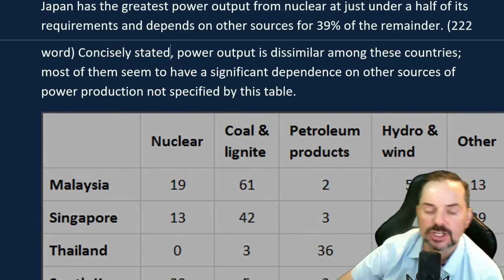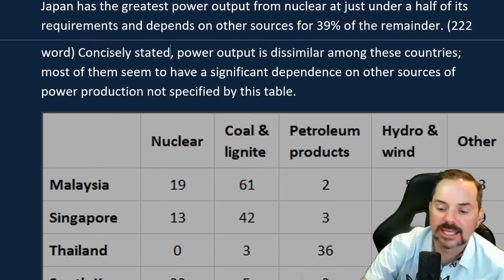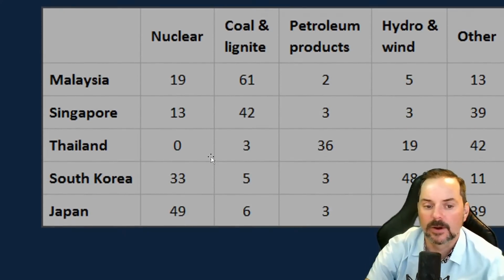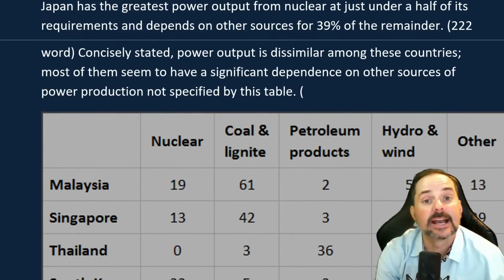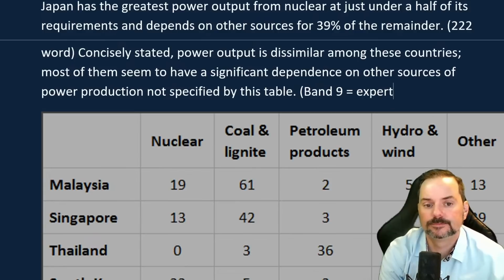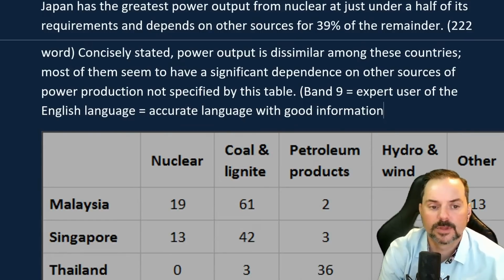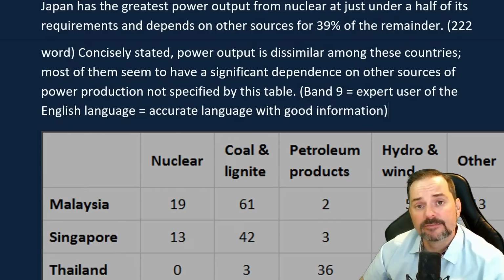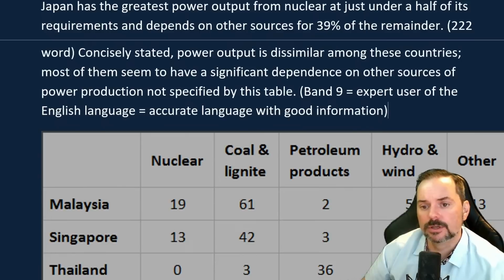This is not a conclusion. This is a summary. I'm simply stating a fact that I can clearly see in this table. All right. Now, this is your band 9. So this is what is meant when the examiner says it's an expert user of the English language. It means it's accurate language with good information. That's what you want to work towards, students.